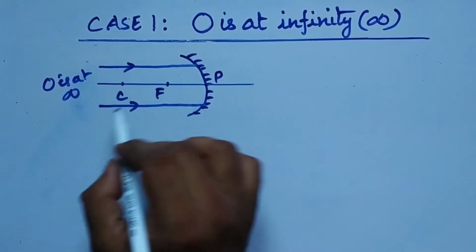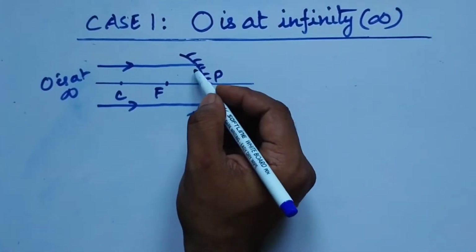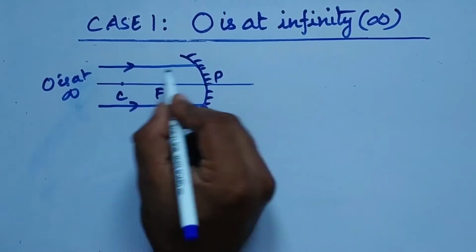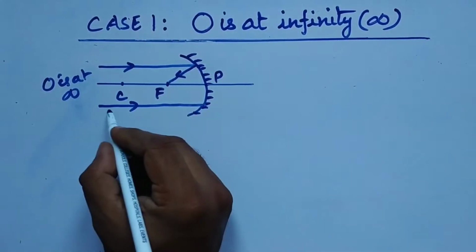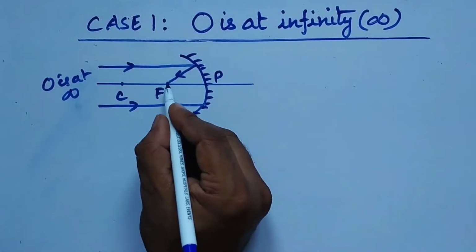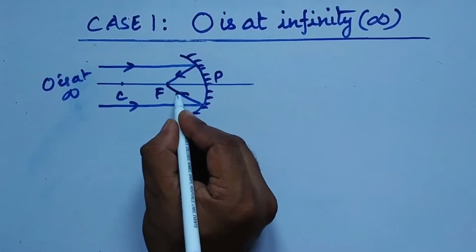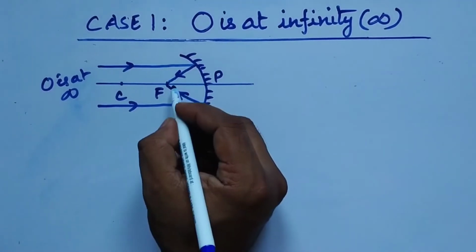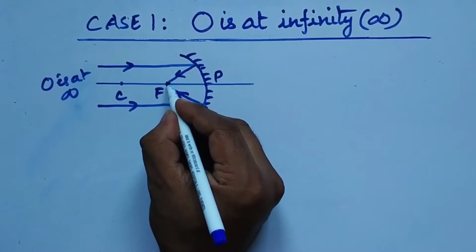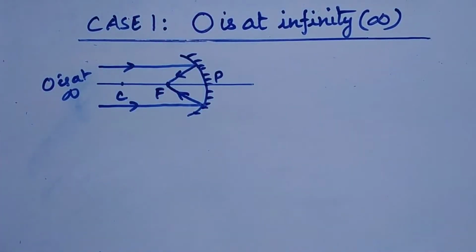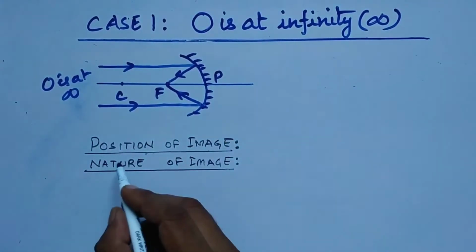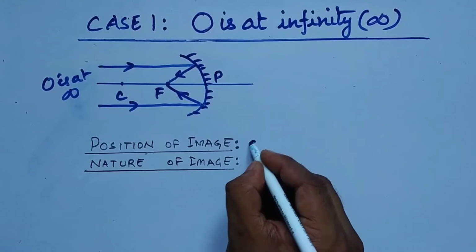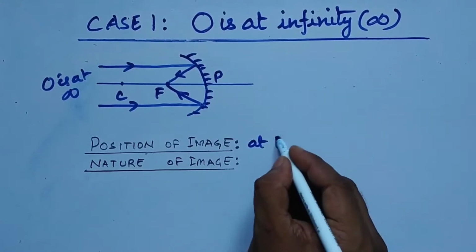The incident rays will be parallel to each other, and after reflection we all know that a ray, if it's parallel to the principal axis, will pass through the focus, and this is also parallel to the principal axis, it is also going to pass through focus. So the image will be formed at focus. So if the object is at infinity, position of the image will be formed at focus.